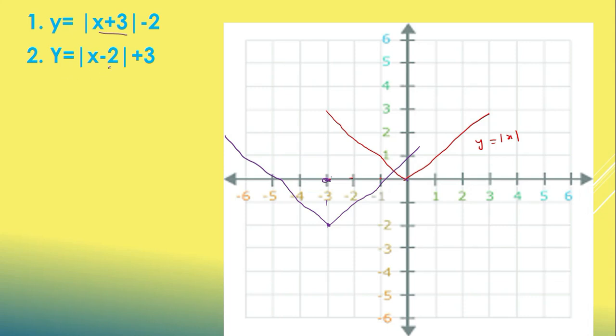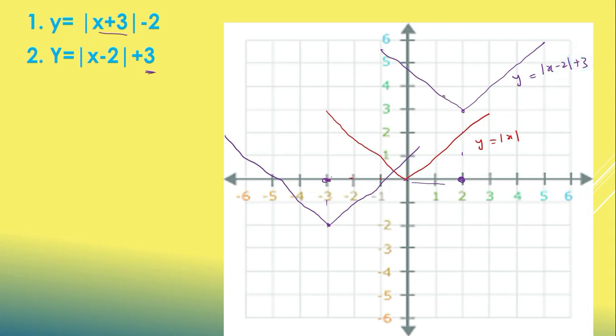X is subtracted by 2. So it will move 2 units to the right, isn't it? Here the center point, and you are adding 3 to the function. So addition outside, it will move 3 units up, it will be here, and the same v here. This is y is equal to absolute value of x minus 2 plus 3.